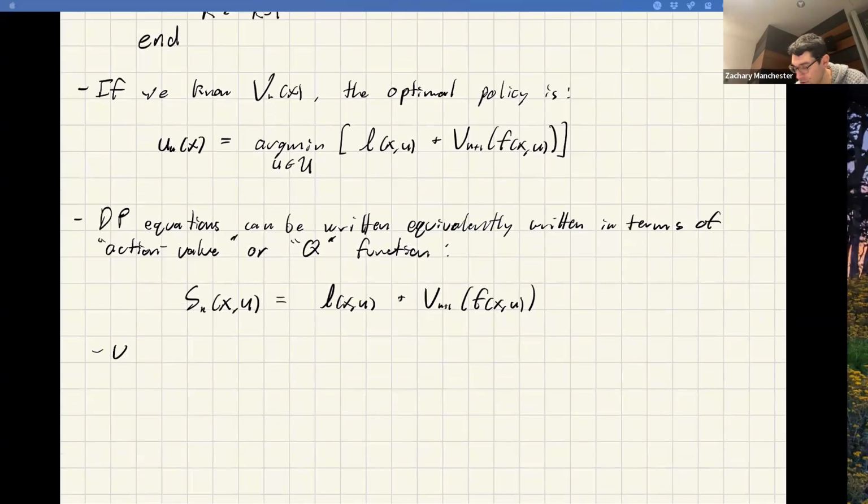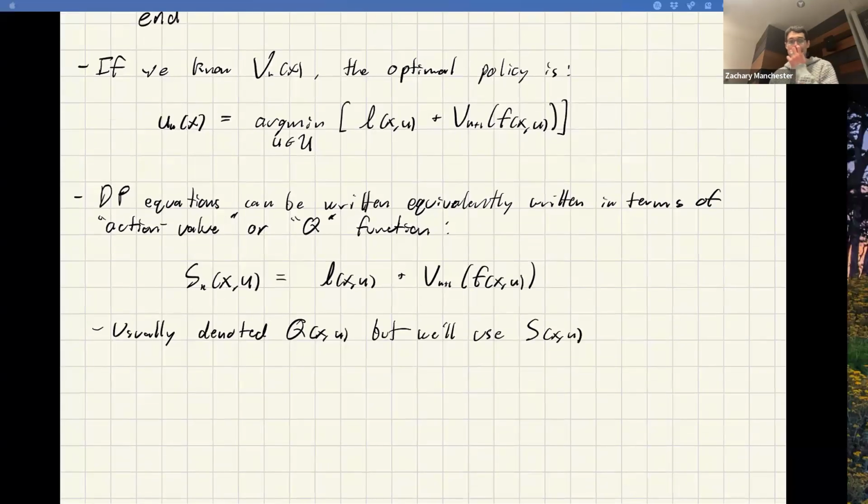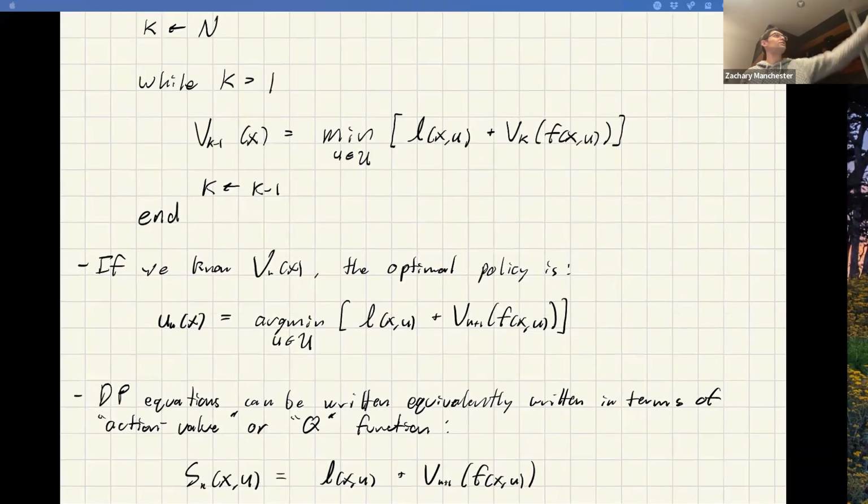As an aside, this is usually written as Q of x, u. We're not going to write it that way for obvious reasons, so we'll use S, just so you know. So why would I do this? For those of you who are experienced with RL, why would I care about this? It's sort of convenient in that it's what explicitly shows up in these equations anyway. So that's cool. But there's a deeper reason why I would do this.